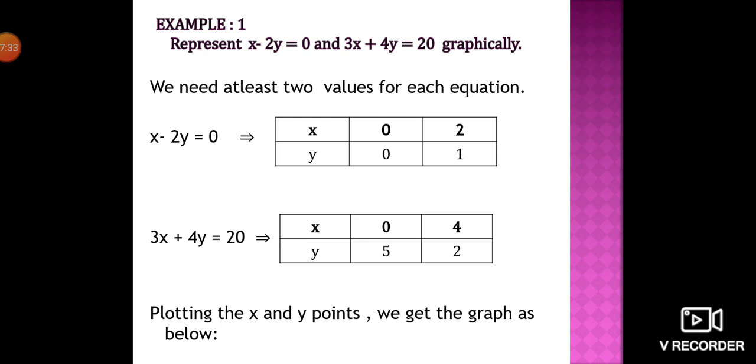First equation: x minus 2y equal to 0. We want to get x and y values. Normally we put x equal to 0, so y is 0. And substituting x equal to 2, we get y equal to 1. Second equation: 3x plus 4y equal to 20. Same method. Putting x equal to 0, y is 5, and x equal to 4 gives y equal to 2. At least 2 points should be there, then only you will get the graph.